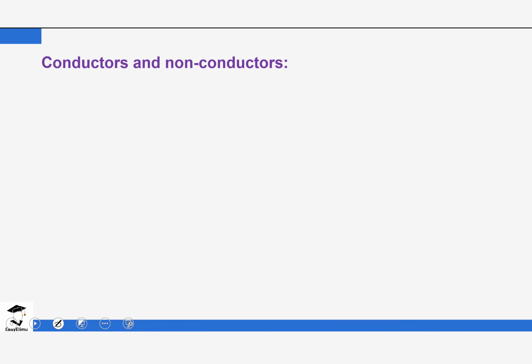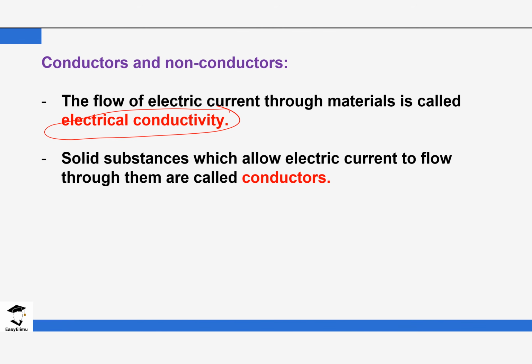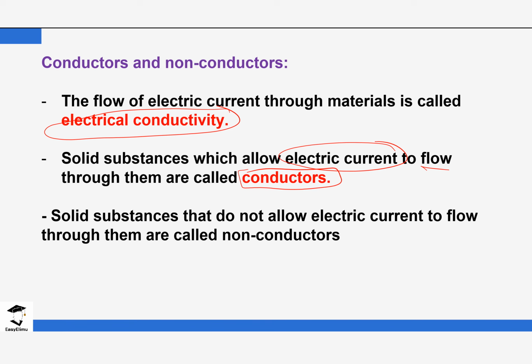Next, you're going to look at another concept of conductors and non-conductors, which we are also going to learn in detail when we get to Form 2 and also Form 4. So we know that electric current can flow through materials. When that happens, we call it electrical conductivity. And substances that allow electric current to pass through them, we usually call them conductors. And then substances that do not allow electric current to flow through them are called non-conductors.